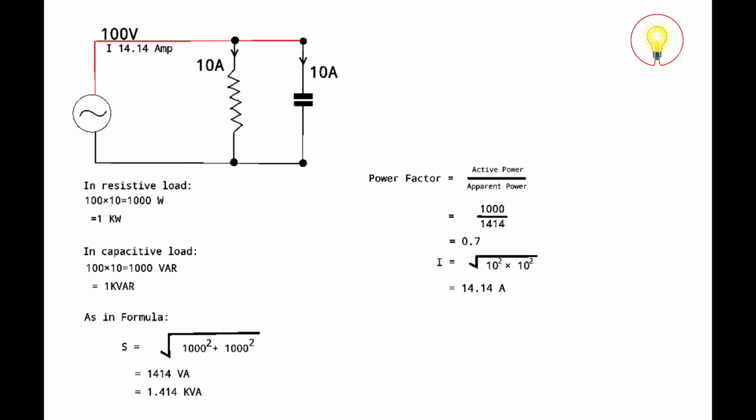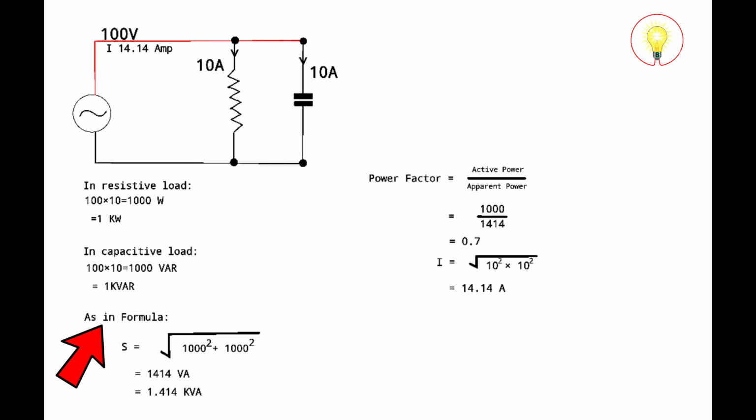Here I have shown a resistance and a capacitor connected with one source, and in both, 10 ampere current is flowing. Here in the resistive load, power is 100 into 10 equals 1000 watt or 1 kilowatt, and in the capacitive load, power is 100 into 10 equals 1000 VAR or 1 kVAR.